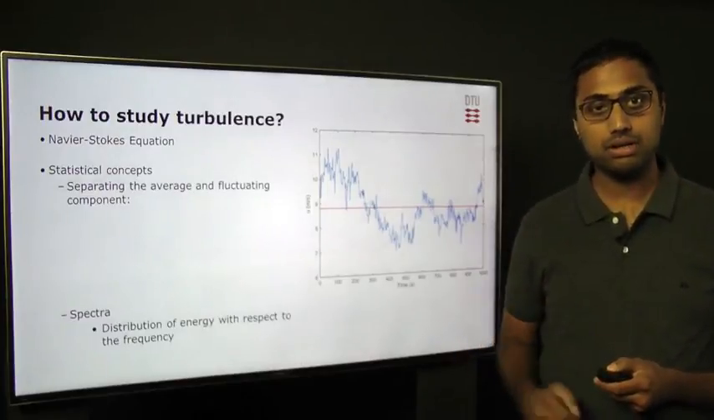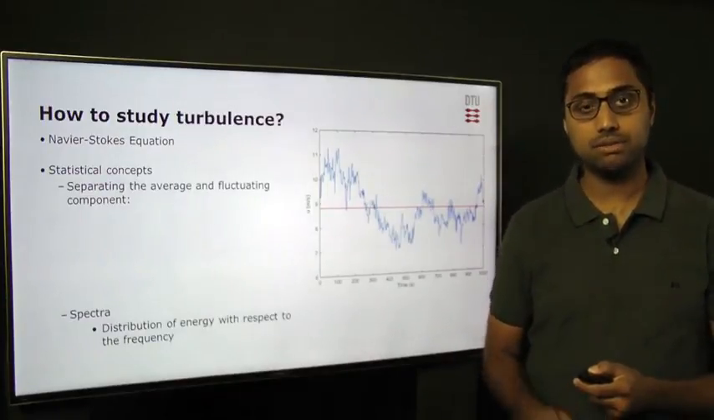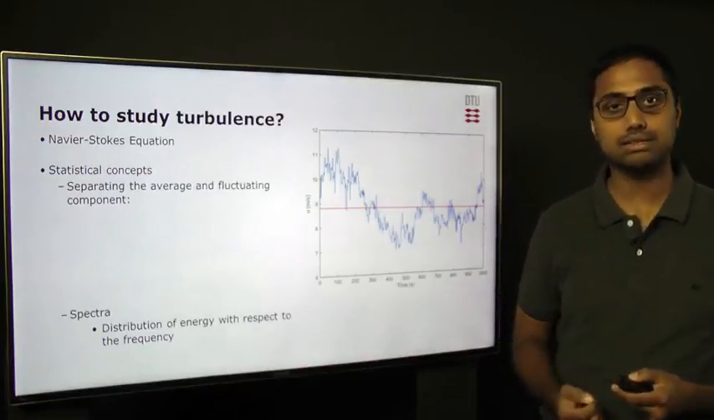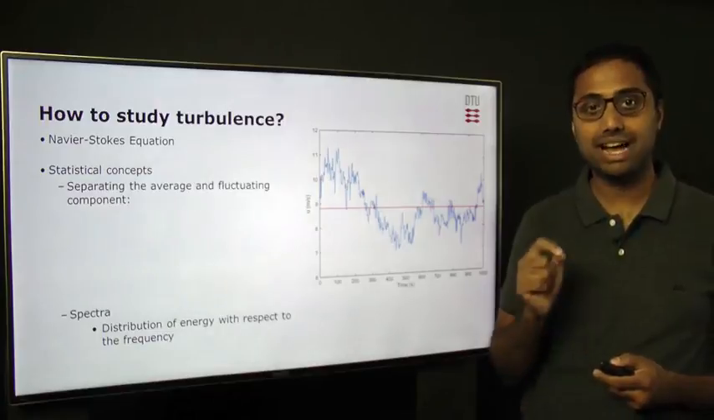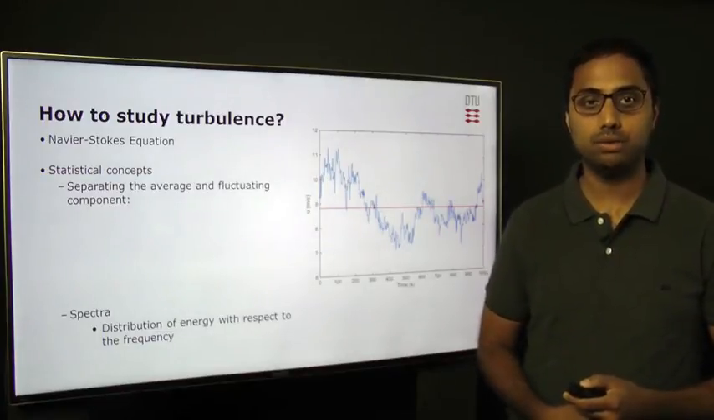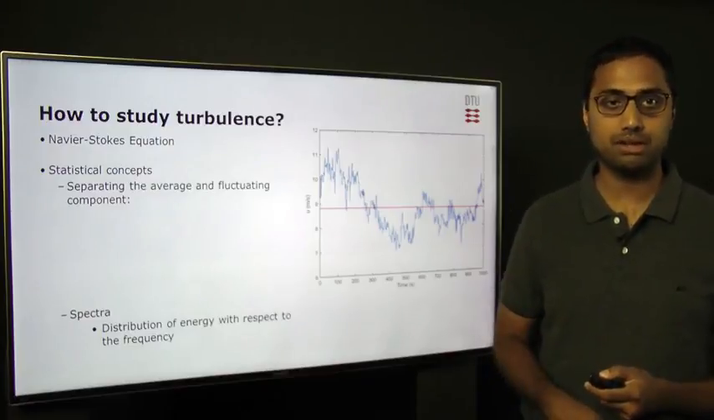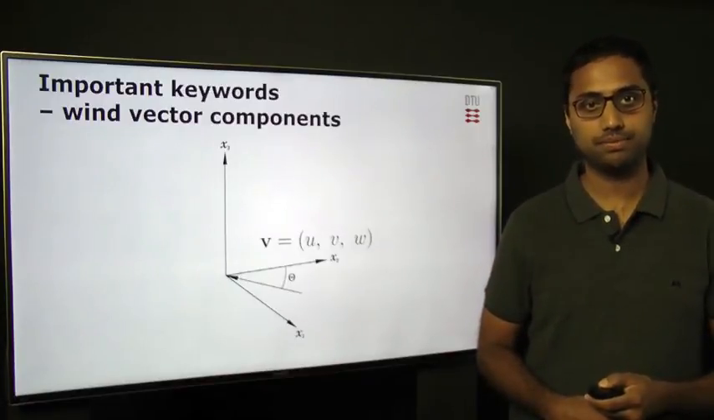A very important statistical concept for wind energy is turbulence spectra, which simply tells us about the distribution of the kinetic energy of wind with respect to the frequency. And we will learn a little bit more about spectra in the next slides.